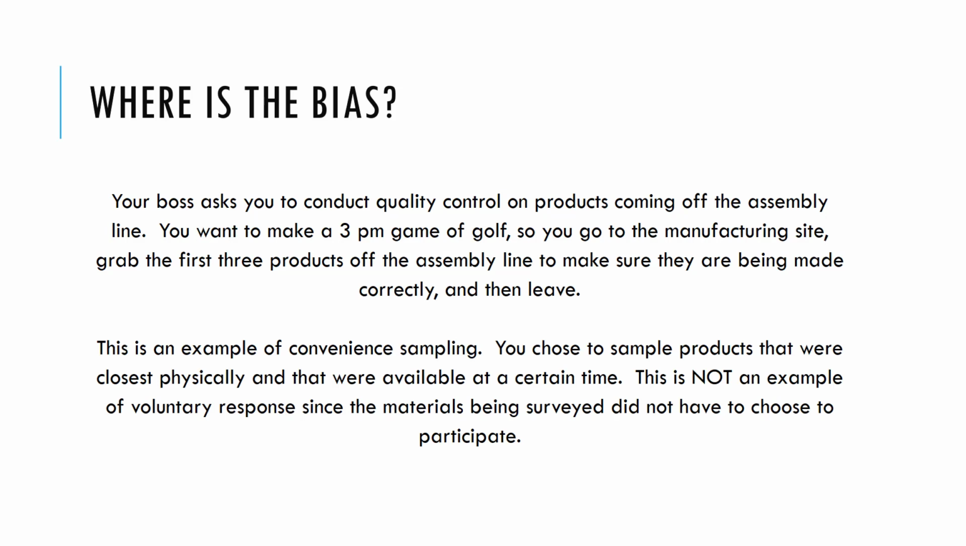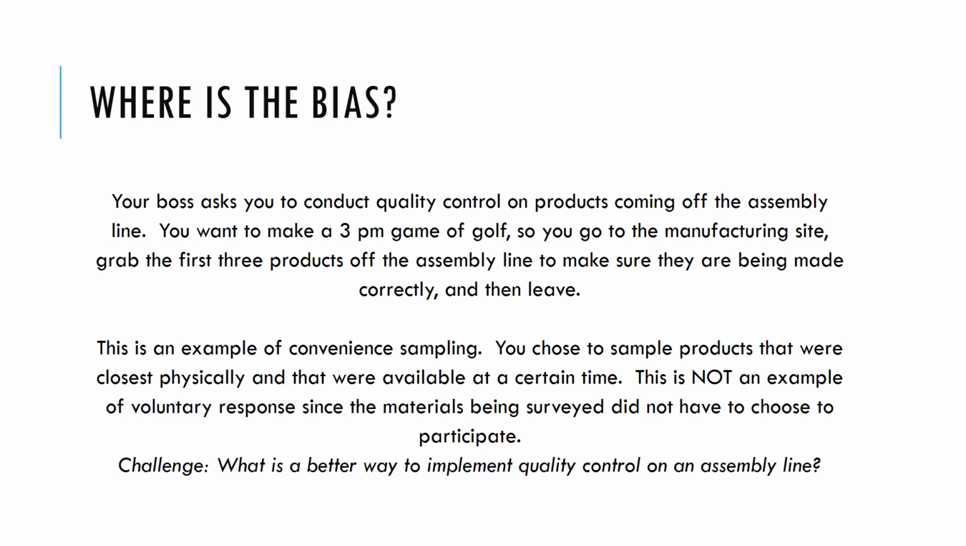This is an example of convenience sampling. You chose to sample products that were closest physically and that were available at a certain time. This is not an example of voluntary response sampling, since the materials being surveyed did not have to choose to participate. Can you think of a better way to implement quality control on an assembly line?